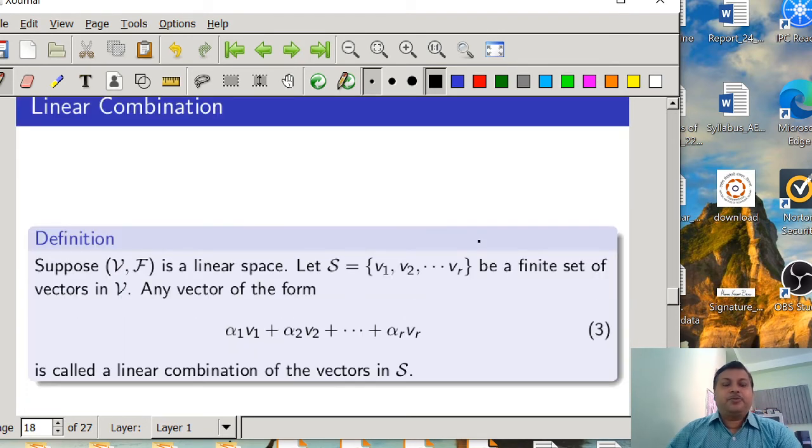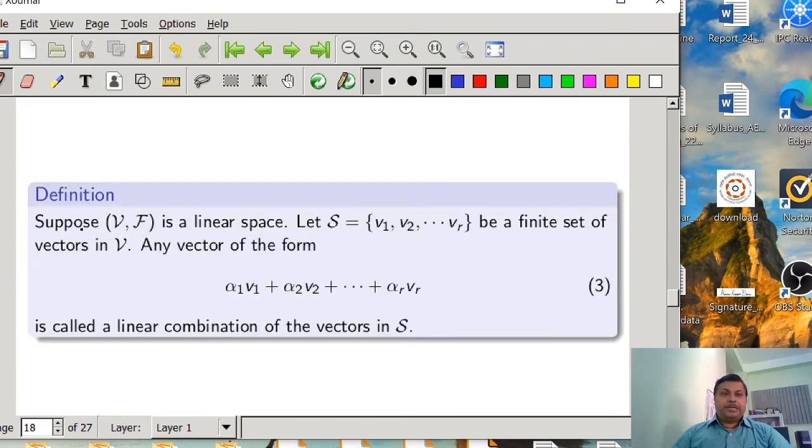Now another concept we are going to understand today is linear combination. What is the definition? Suppose V comma F, we have taken a vector space V over the field F, is a linear space or vector space. Let S be a set constructed by picking a finite number of vectors from the vector space V, that is V1, V2, up to Vr, a finite set of vectors in V.